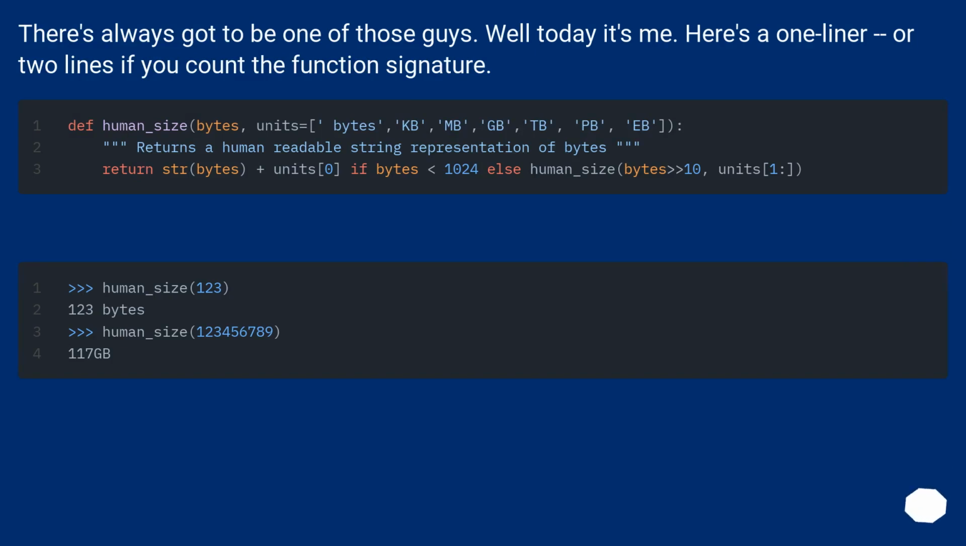There's always got to be one of those guys. Well, today it's me. Here's a one-liner, or 2 lines if you count the function signature.